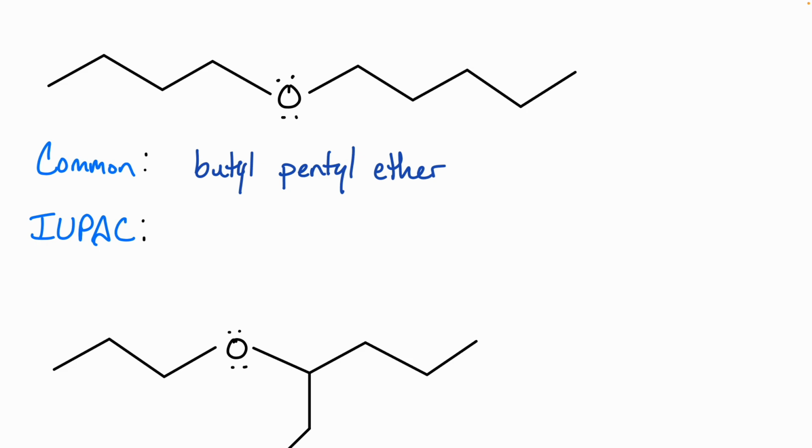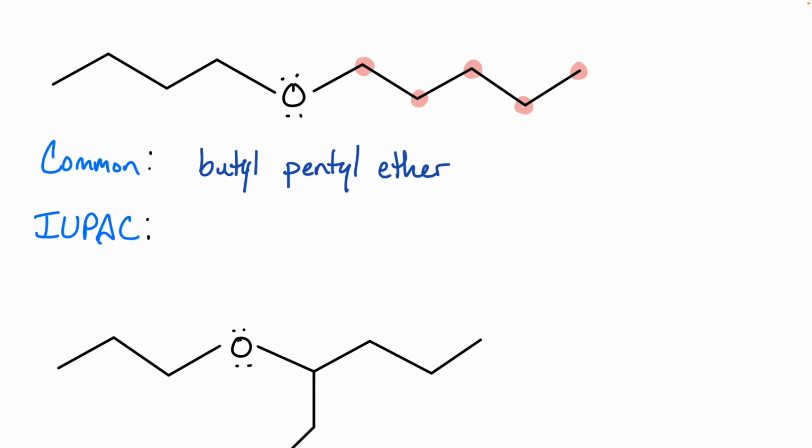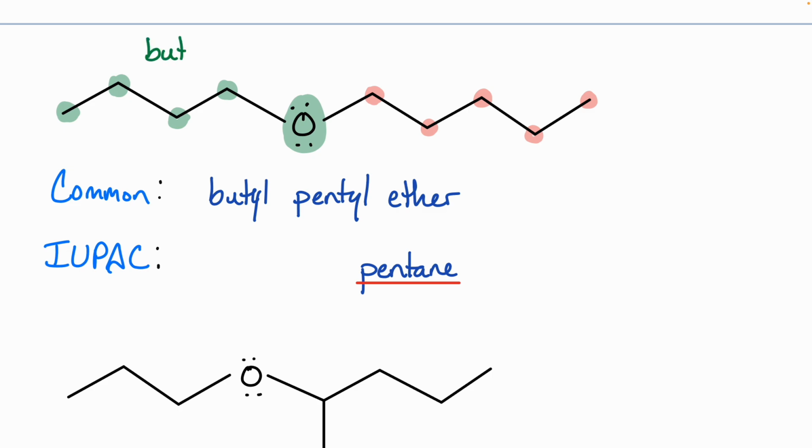So for this first one, my parent chain is going to be this longer fragment with its 5 carbons. We don't have any special ending because this is an ether, so my parent chain here is just my pentane. My ether substituent is these 4 carbons and that ether oxygen. We're going to indicate the number of carbons in this ether group using that same set of prefixes we always use, but it's not going to be a butyl group, it's a butoxy group.